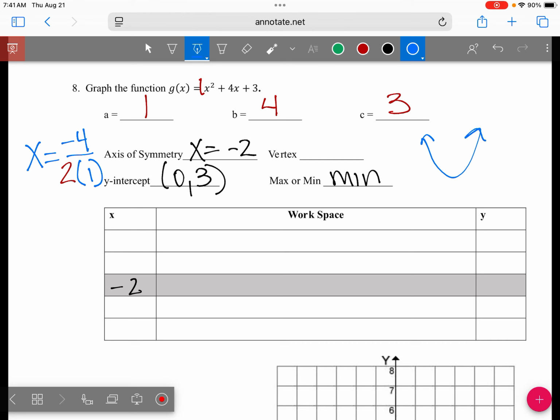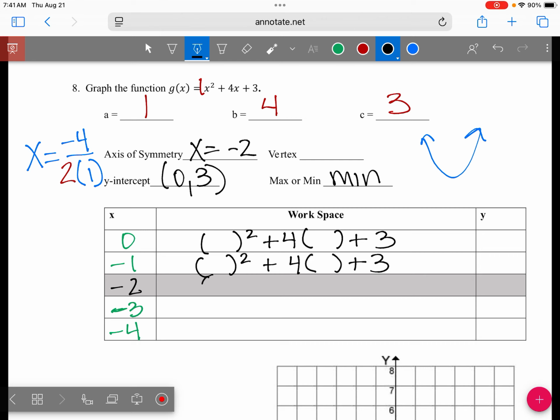All right, so now we need to pick up our calculator for the rest. I'm going to go ahead and fill in my chart. And you're just going to type in and see what you get. So go ahead and start doing that.